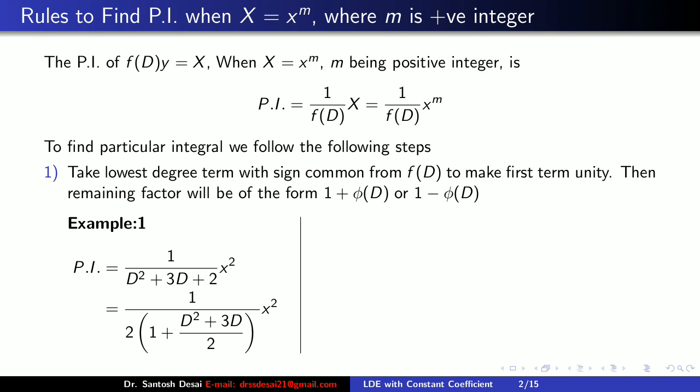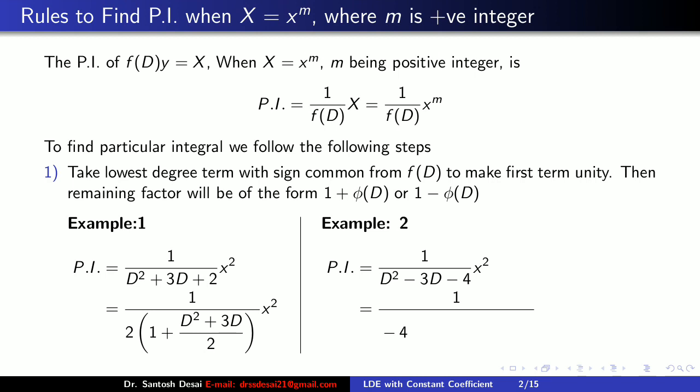Now consider one more example. Suppose PI is equal to 1 upon D square plus 3D minus 4 into x square. So in this case, the lowest degree term is 4 and its sign is minus. So here we have to take minus 4 common. So let us take minus 4 common and the first term will be unity.